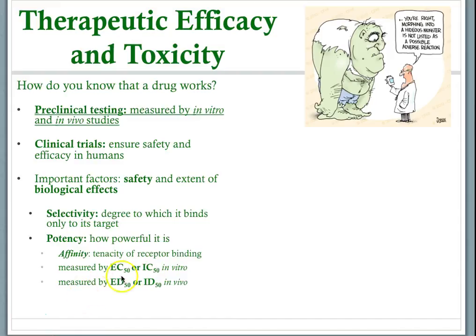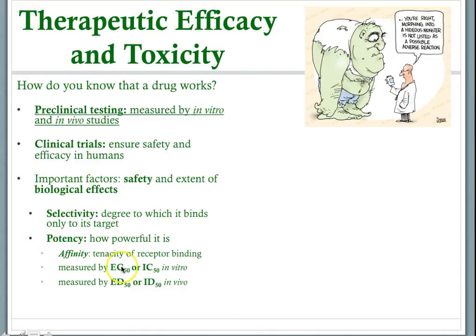We also have what we call the ED50 and the ID50. Now the only difference between the EC and IC and the ED and ID is whether or not we're dealing in vitro or in vivo. Whether we're dealing in a dish with cells or whether we're dealing in a live organism.